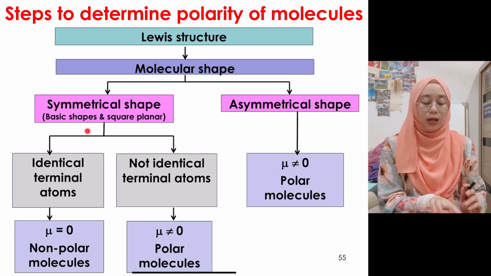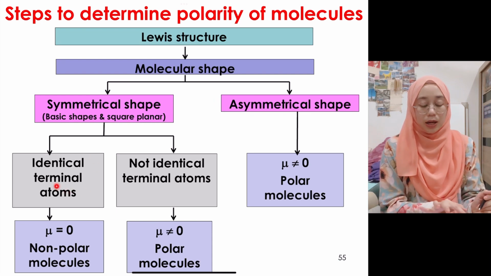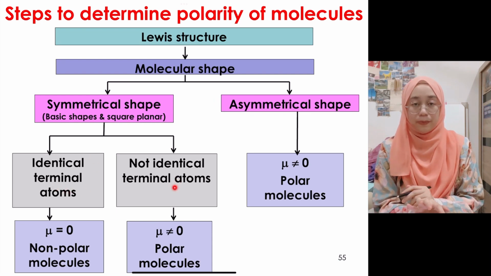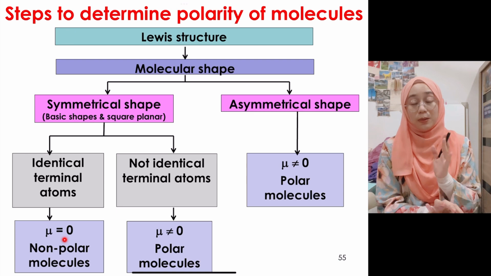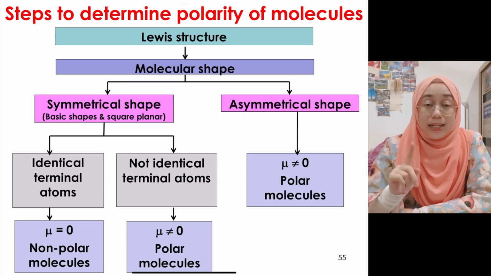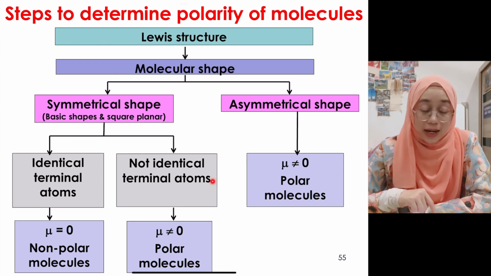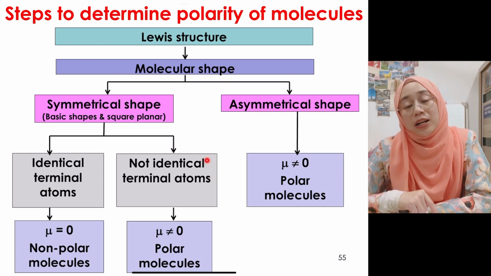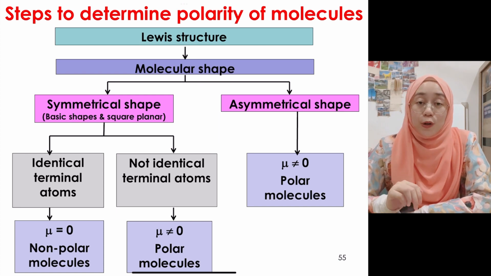Okay, however, when you find a symmetrical shape, you have to divide into 2 again. Are the terminal atoms all identical or not identical? Okay, so if they are all identical, the mu equals 0. The resultant dipole force equals 0, meaning the dipole moments can cancel off one another, making the whole molecule itself considered a non-polar molecule. But if we have non-identical terminal atoms, meaning the dipole moments cannot cancel off one another, so when they cannot cancel off, the resultant dipole moment does not equal 0. So it becomes a polar molecule then.